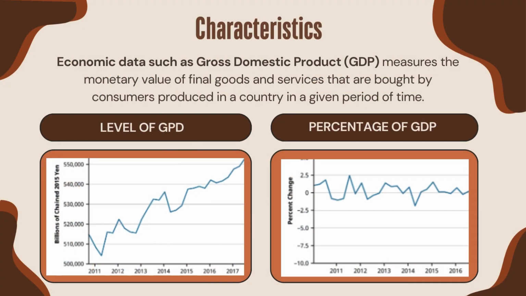We used the gross domestic product as our economic data, so it will be easier for you to visualize the difference between levels and percentage as characteristics of economic data. So let's start with the levels of GDP. In the levels of GDP, we show here the changes of the monetary value of all goods and services sold in a country, while in the percentage of GDP, we show here the percentage changes in a country that indicate if the business or the economy is growing or not.